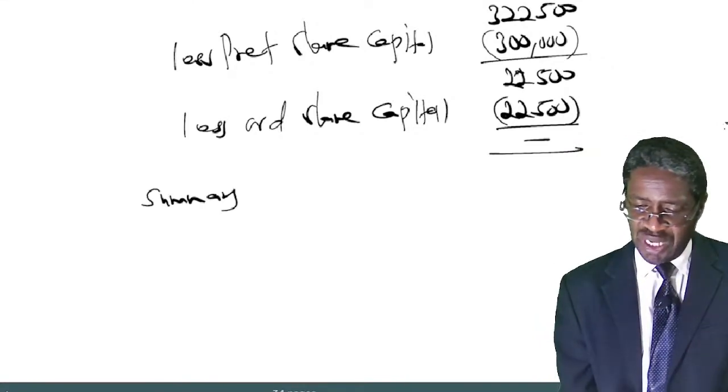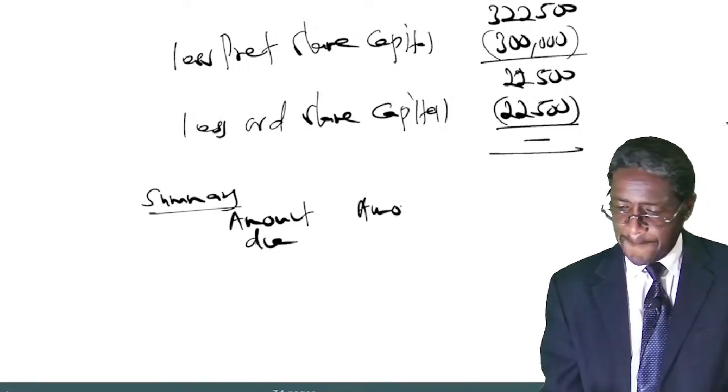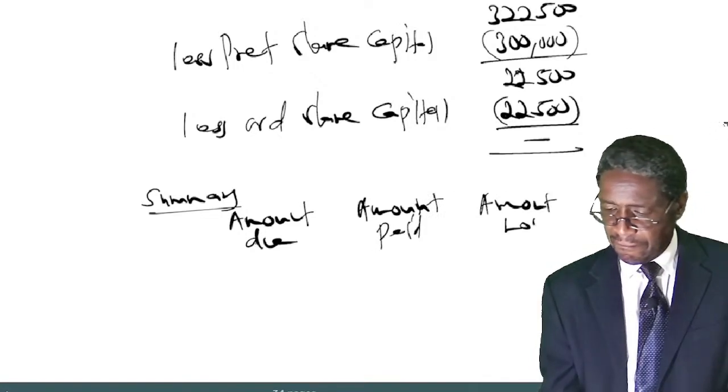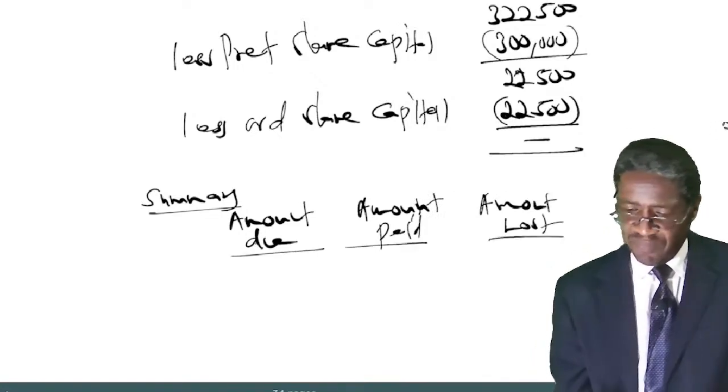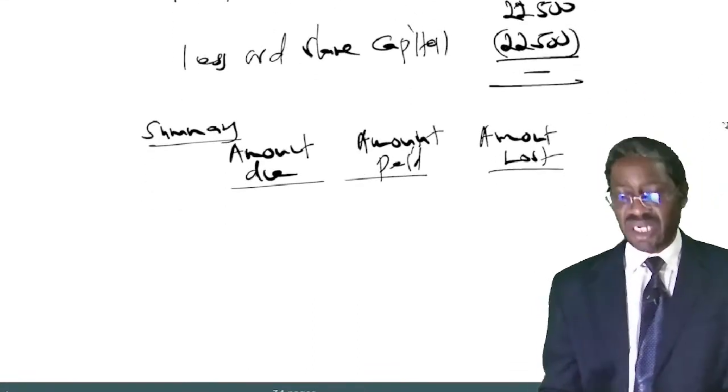Let me put down here a summary. Don't put it down first. Let me put it in the form of a table. Then I will let you copy. I think now you can copy. We have columns for amount due, amount paid, and amount lost.